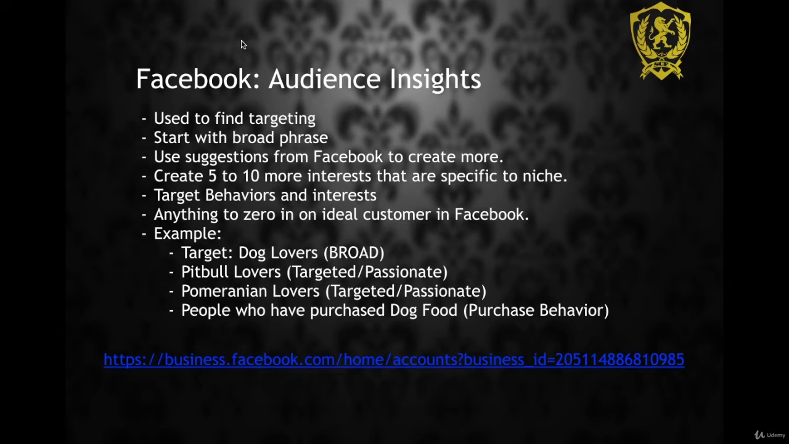You can start with a broad keyword phrase like dogs and expound on it using Facebook suggestions, and it will give you suggestions such as pit bull lovers, Pomeranian lovers, or even people who purchase dog food. These are more targeted and more passionate interests. They're much smaller, more tightly targeted audiences, so they would do much better than just a broad keyword.